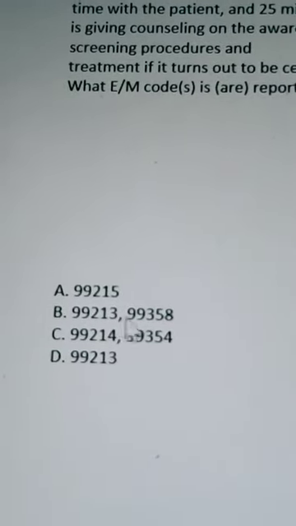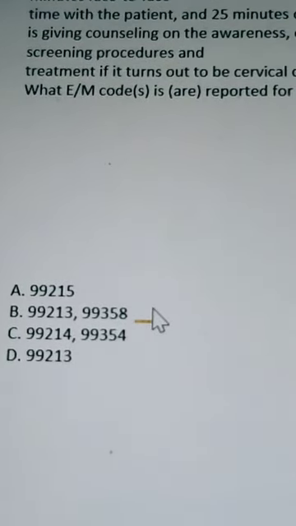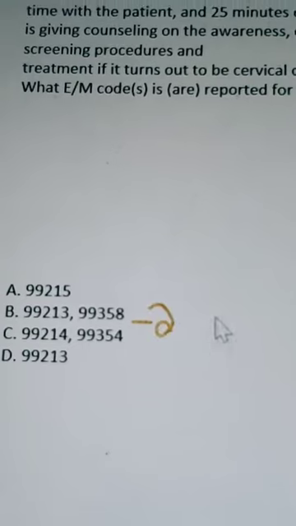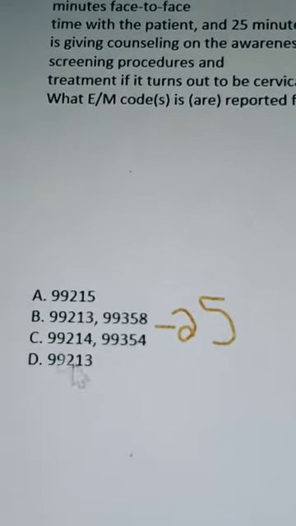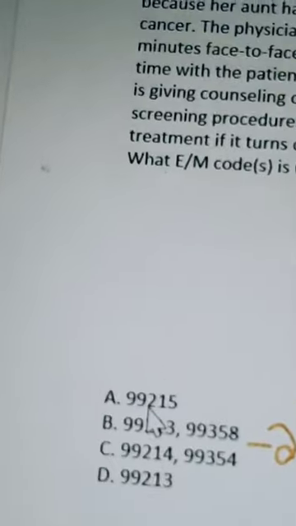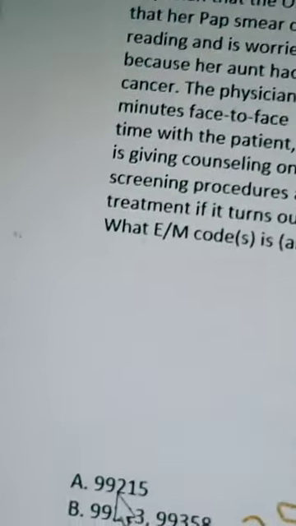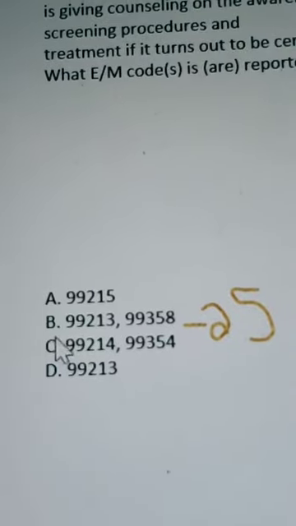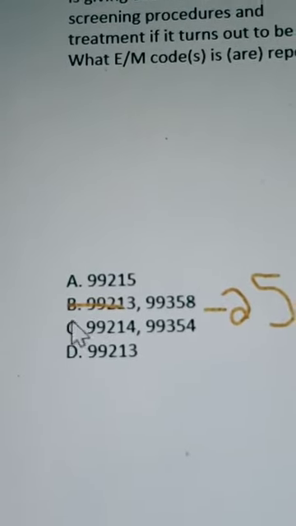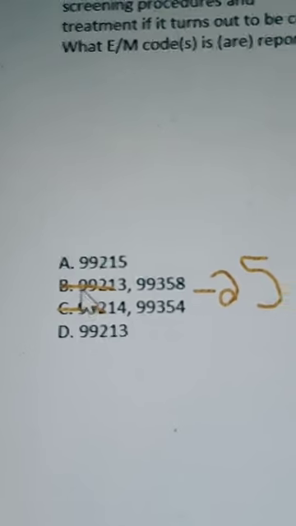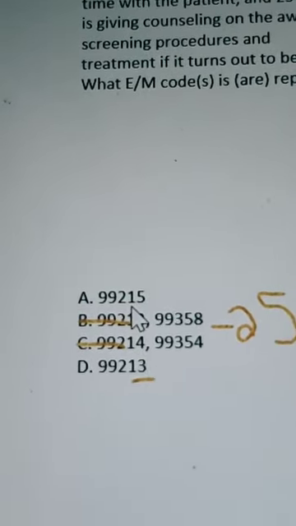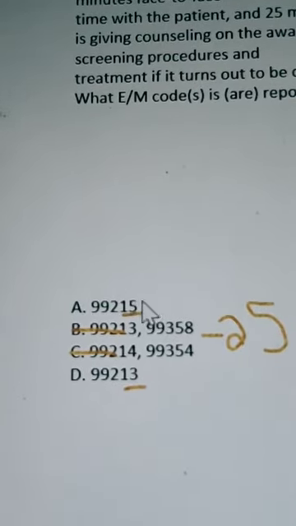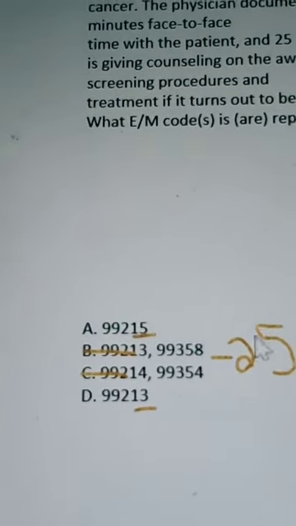Plus, if you're going to add something to a regular E&M, you're going to use a modifier, right? That modifier is, I think it's 25, 21, something like that. Just looking at these, they don't make any sense to me. It's going to be either D or A. So the 13 and the 15. So what I would be looking for is MDM or time.